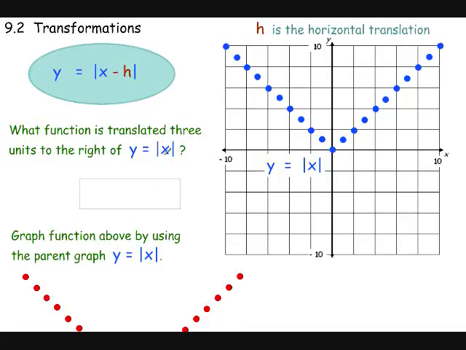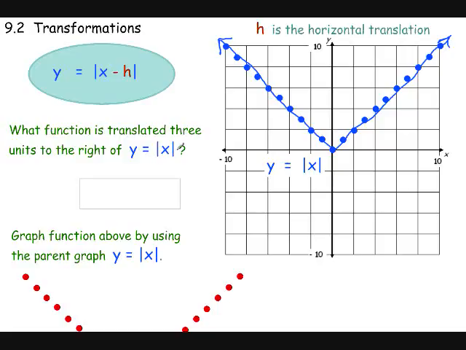What function is translated 3 units to the right of y equals the absolute value of x? Here we're back to a parent function that you are familiar with. Let's make sure I've got blue. I just want to draw it for us. Here's the absolute value of x. And you're imagining I'm drawing a straight line because you would draw a straight line. Too bad your teacher can't. Okay, what function is translated 3 units to the right?